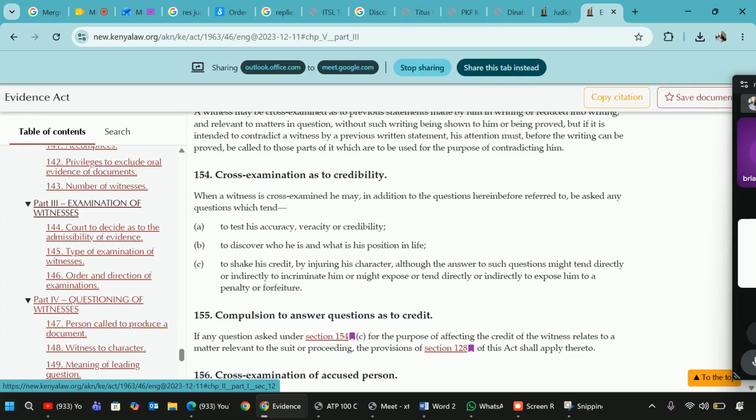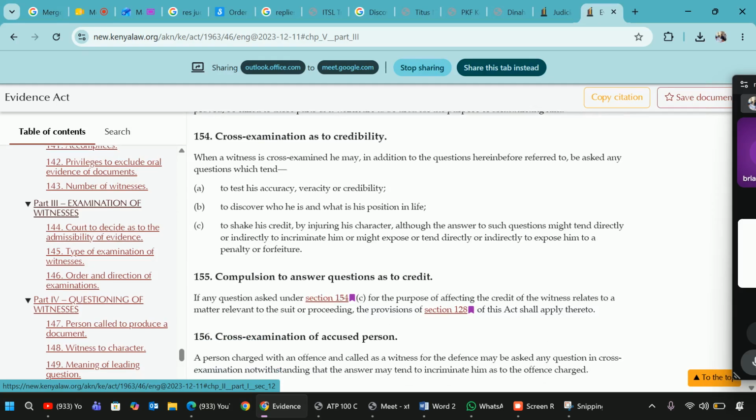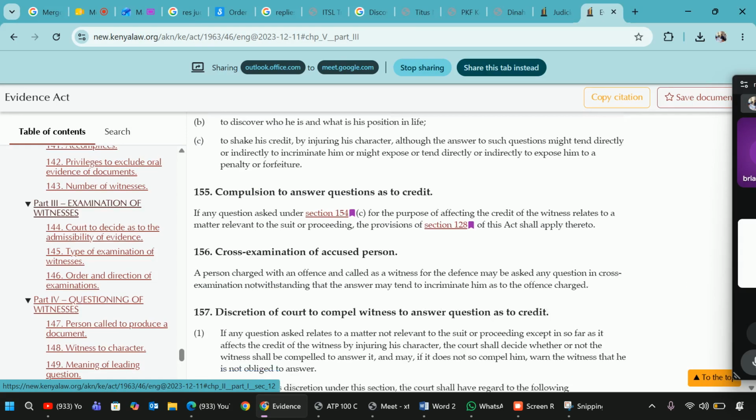154. Cross-examination as to credibility. When a witness is cross-examined, he may, in addition to the questions hereinbefore referred to, be asked any questions which tend to test his accuracy, veracity, and credibility; 2. To discover who he is and what is his position in life; 3. To shake his credit by injuring his character, although the answer to such questions might tend directly or indirectly to incriminate him, or might expose or tend directly or indirectly to expose him to a penalty or forfeiture.